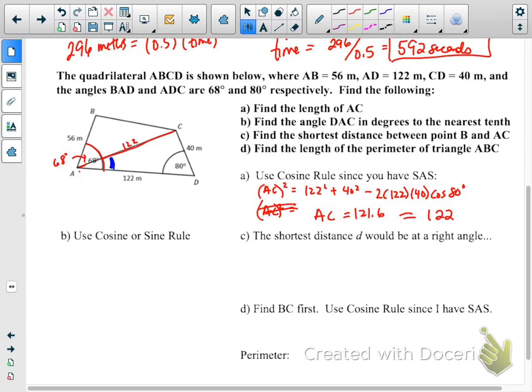And here's an angle with the side across from it, so I can use law of sine. That's what I'm going to do. I could use law of cosine because I've got all three sides, but again, that formula is way more complicated. So let's use the sine rule.